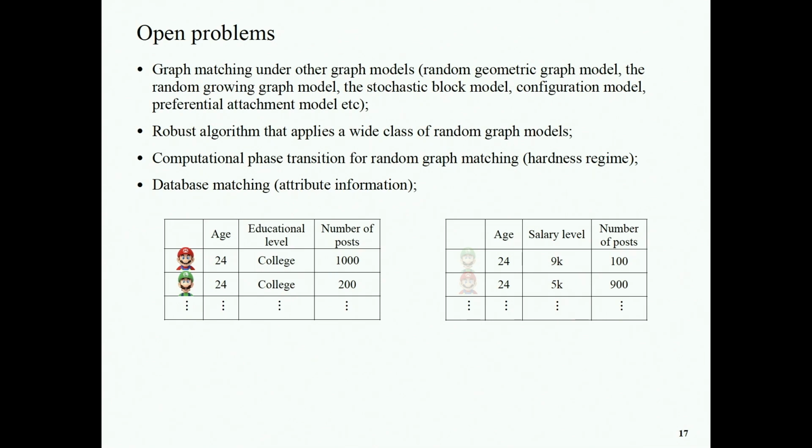The third is the computational phase transition for random graph matching. Can we prove the hardness regime is indeed hard? And lastly is database matching. So all the matchings I'm showing you here utilize the edge connections between nodes. What if we use attribute information?